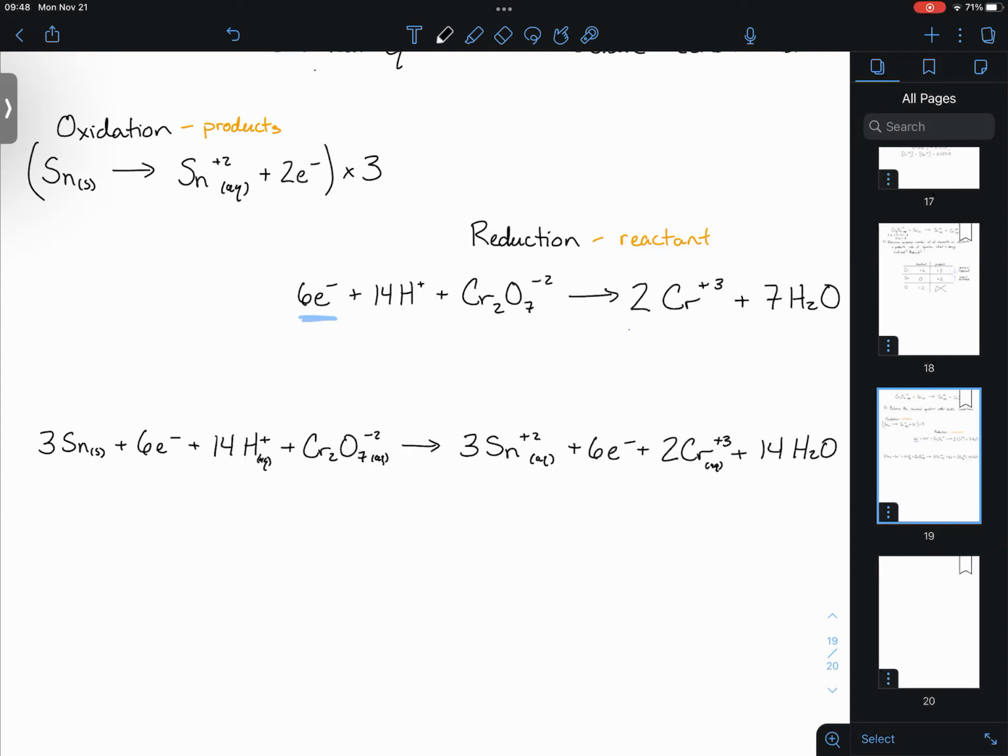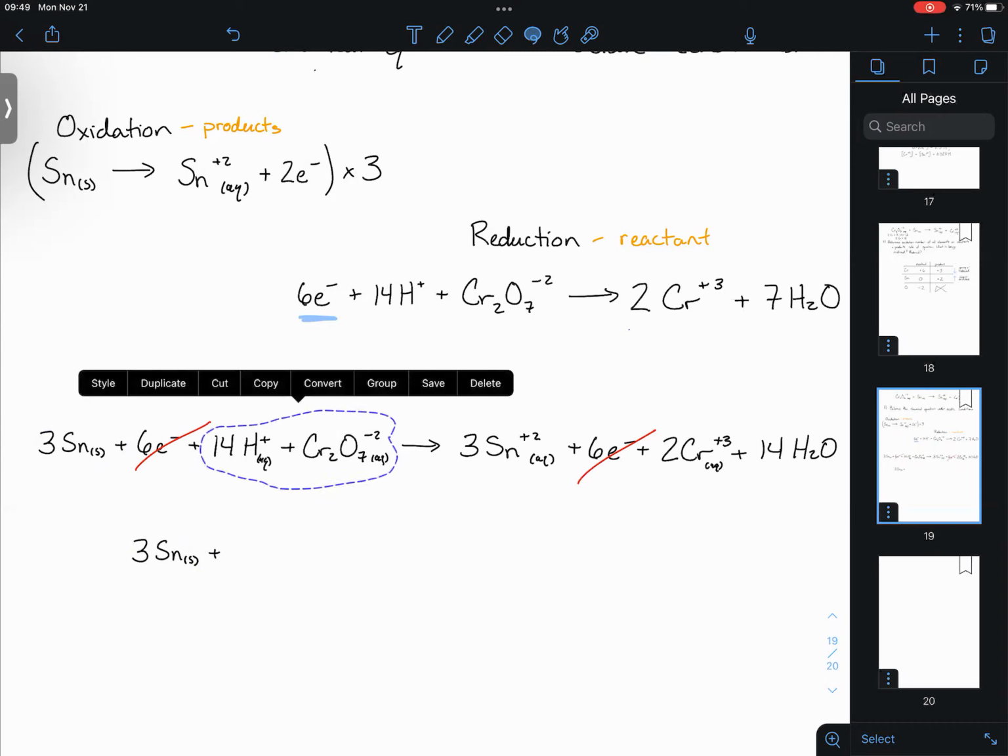Okay, so now I'm just going to cancel what I see on both sides. In this case, the only thing I get to get rid of are those 6 electrons. So my balanced chemical equation for this particular battery would be the following.